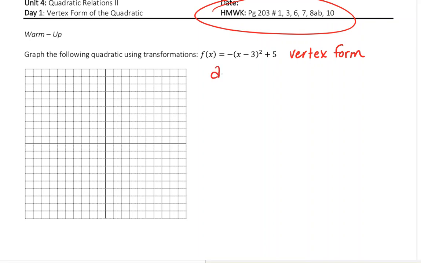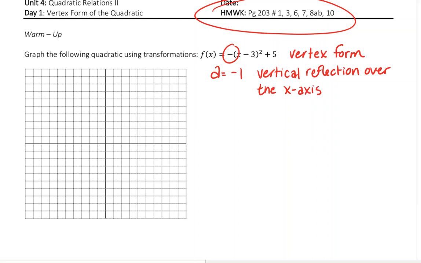So first of all, our A value is always right here at the front, and our A value here is -1. What that means is we have a vertical reflection over the x-axis.